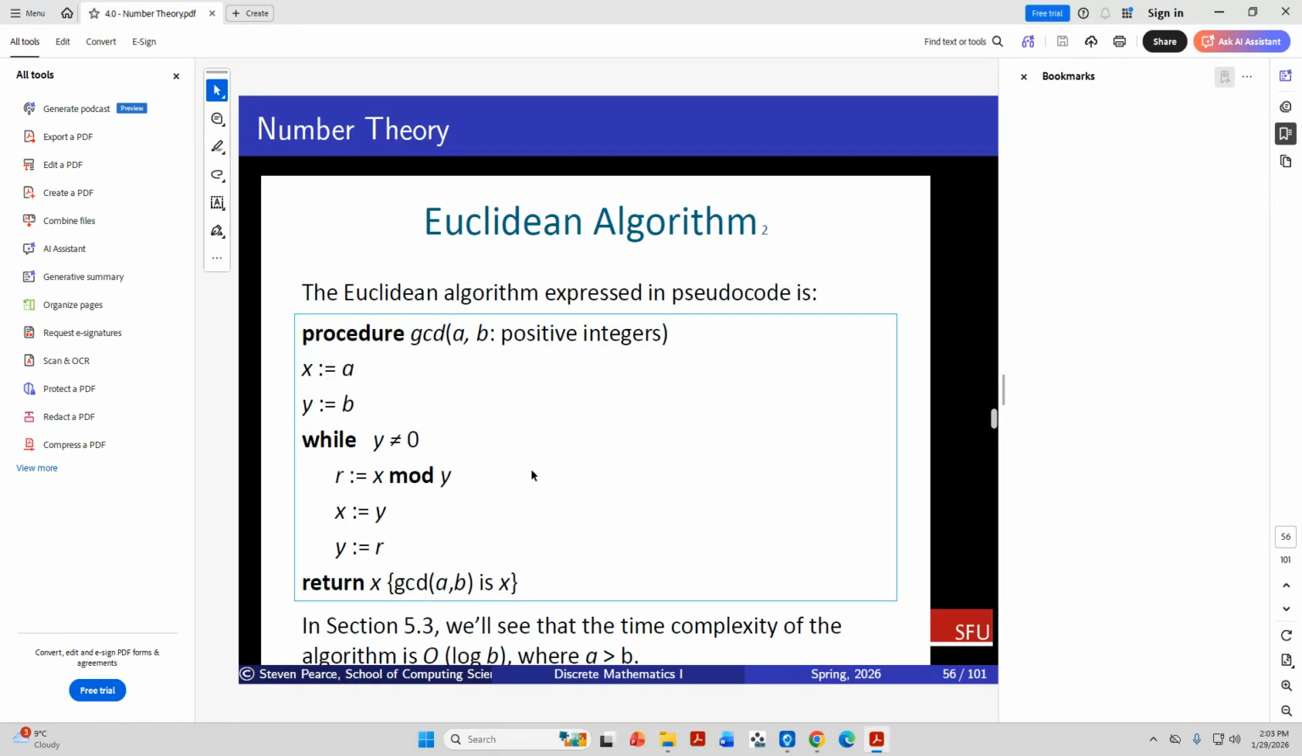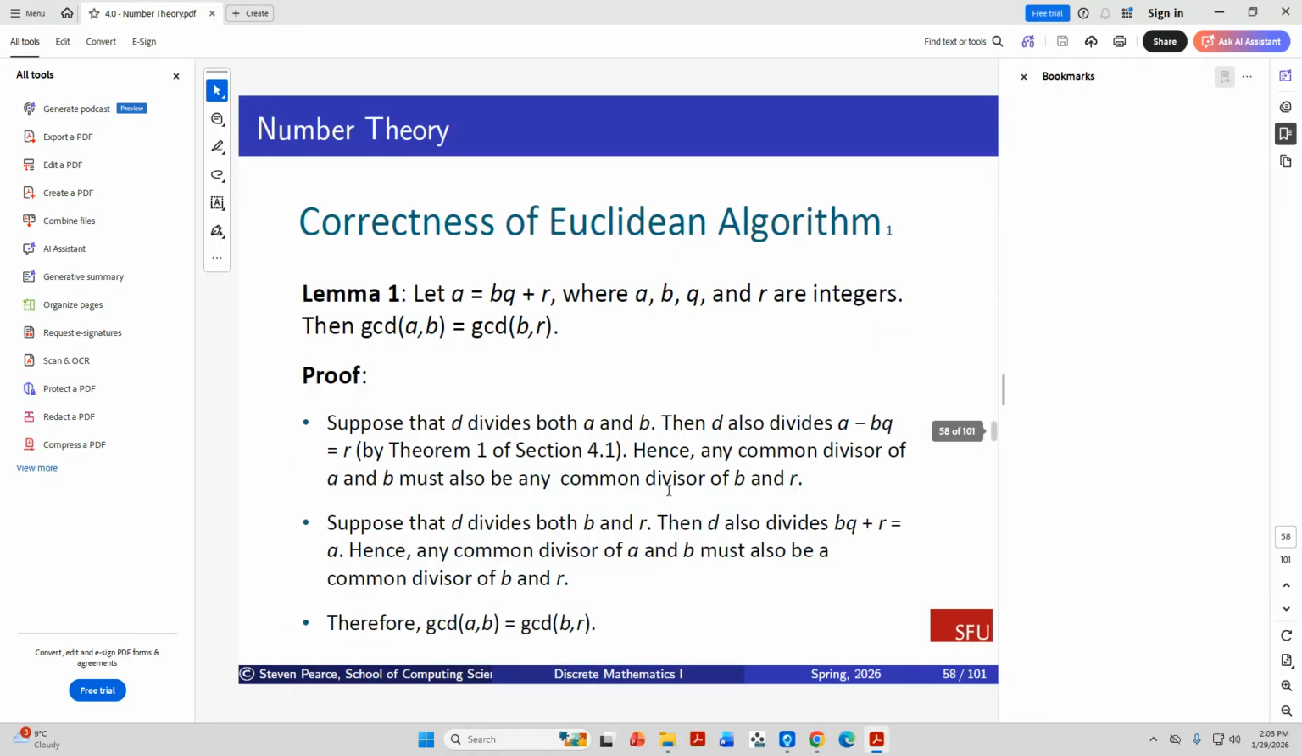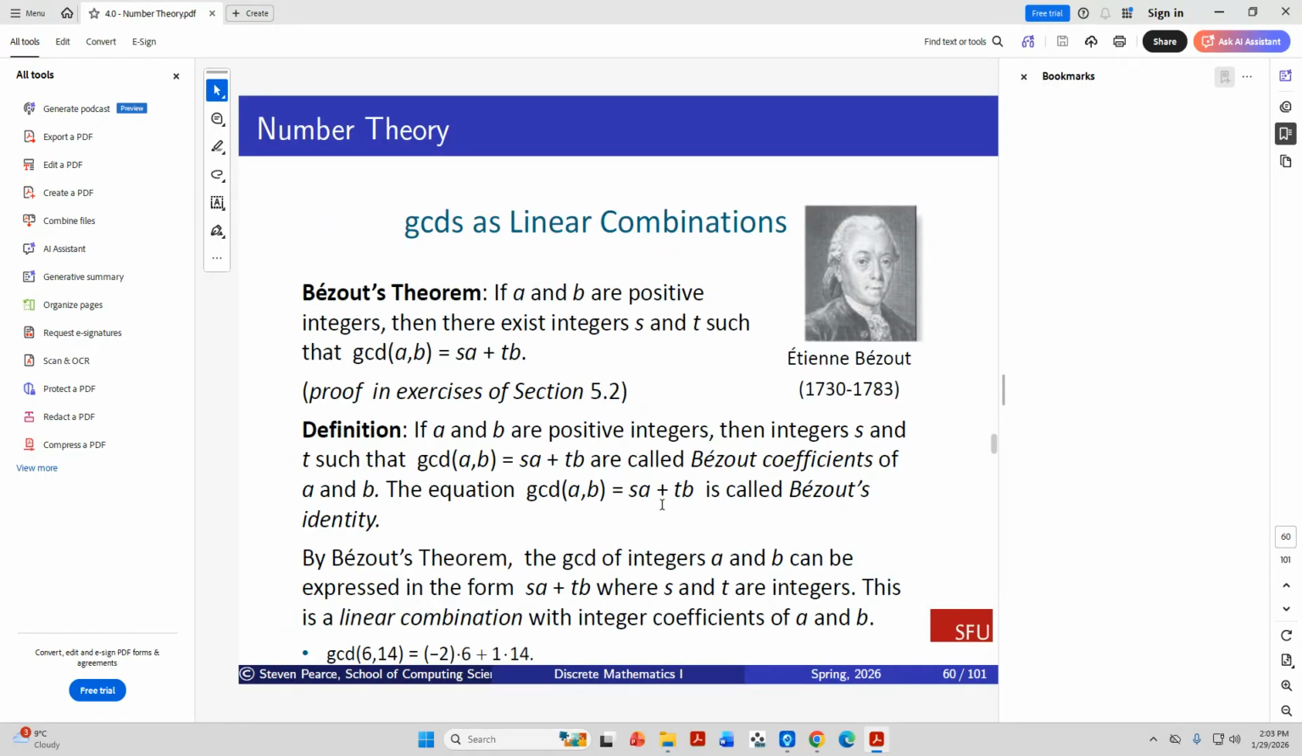This is kind of a very rough overview of what we've done already. And we proved the correctness, which you don't have to do. And then we came up with Bezout's theorem. Now, what is the point of Bezout's theorem? Bezout's theorem has many practical purposes, but for us, it's finding inverses. Finding inverses is a little tough.